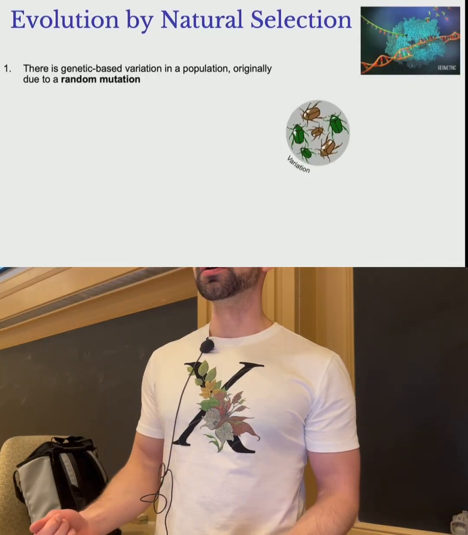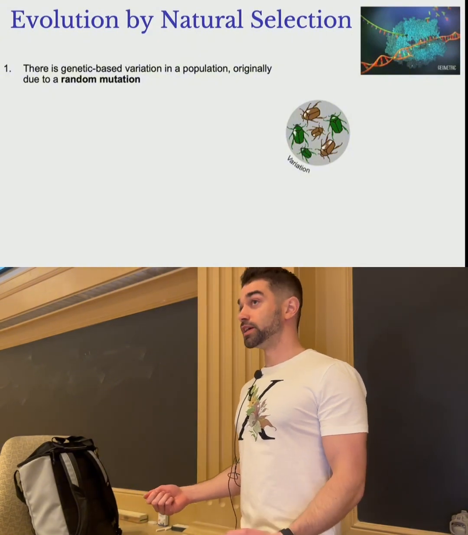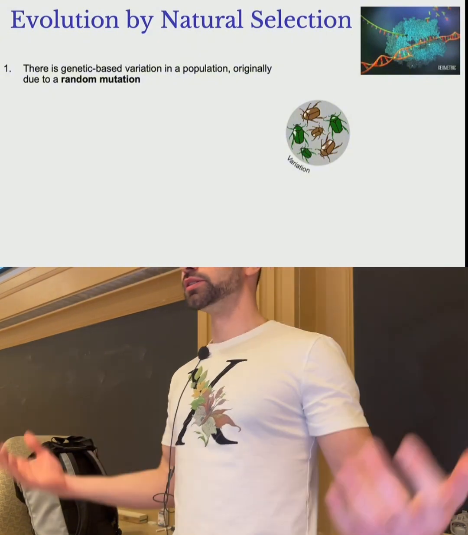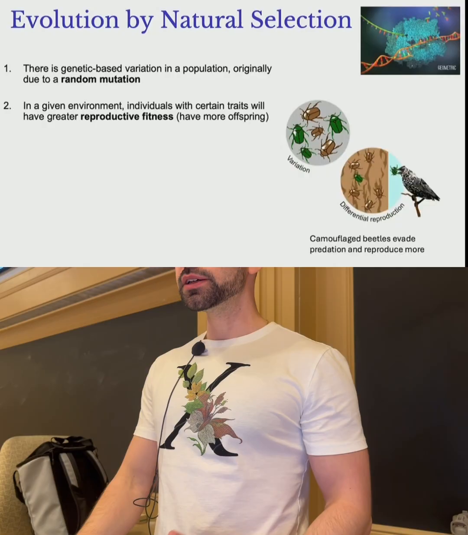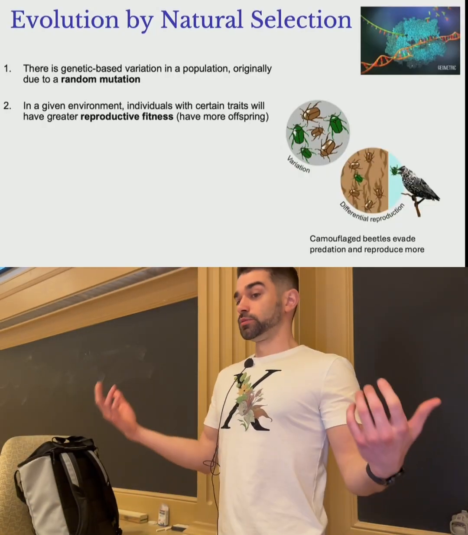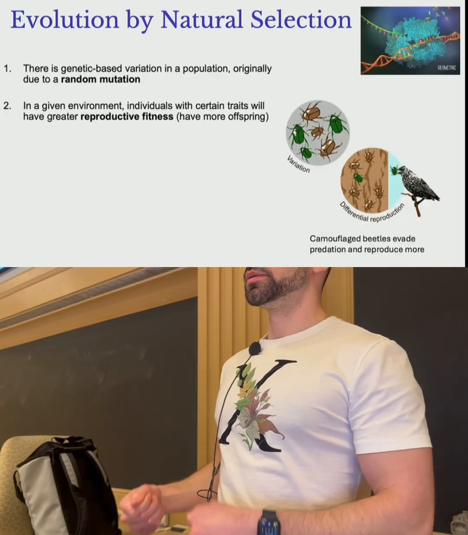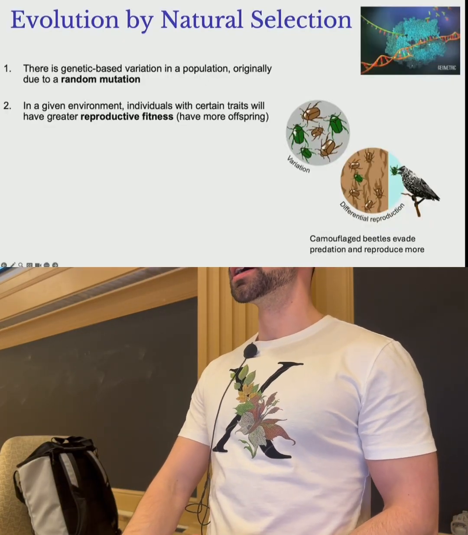It's not infallible. And we kind of owe our existence to the fact that polymerase makes mistakes and that mutations happen. Because in a given environment, individuals with certain traits or mutations have greater reproductive fitness because they have more offspring. What does that look like?